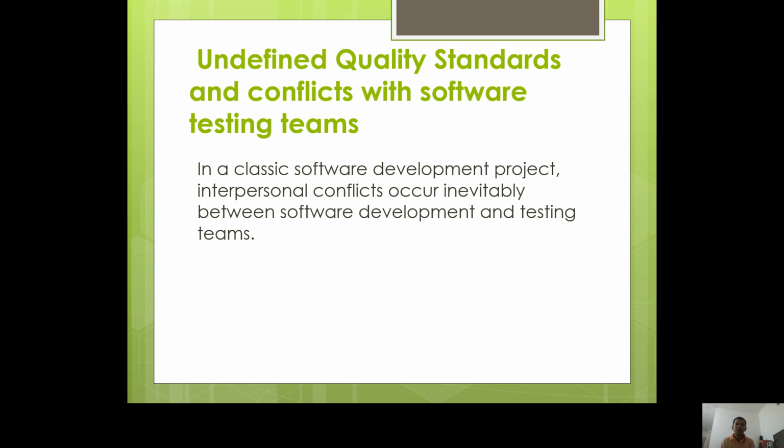And define quality standards and conflicts with software testing teams. In a classic software development project, interpersonal conflicts occur inevitably between software development and testing teams. Several factors contribute to such conflicts, like working under high performance pressure, different mindsets, differences in job roles, and the very opposite nature of development and testing. If not controlled and managed efficiently, these conflicts could hamper the overall project adversely.